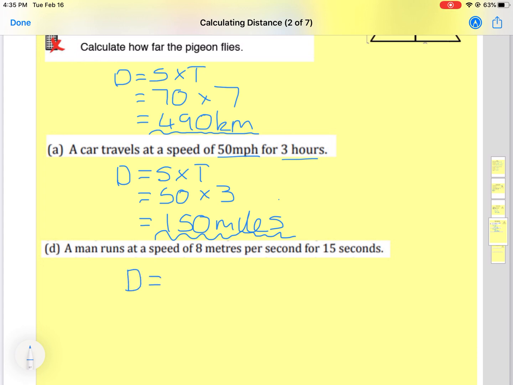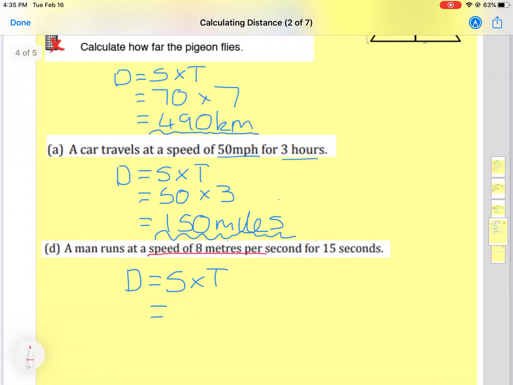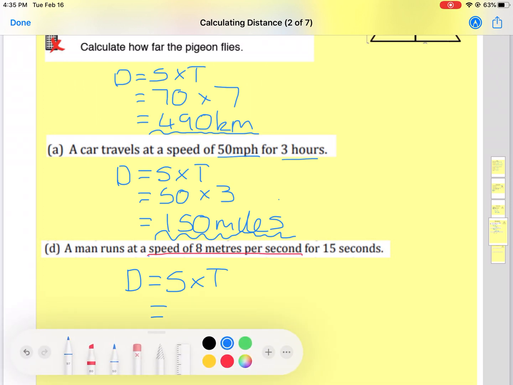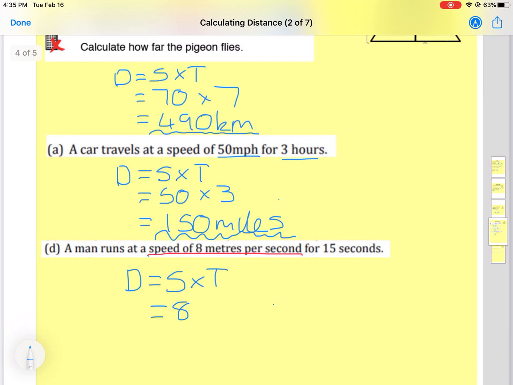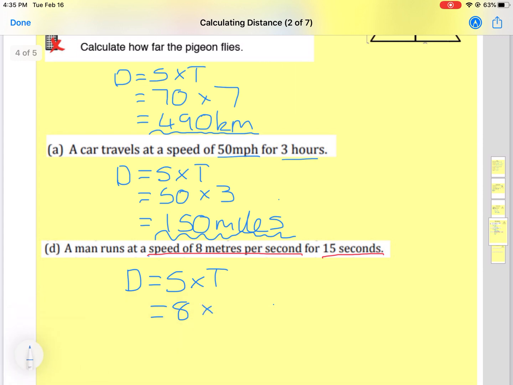The last one on this page, distance is speed times time. That's all we're calculating today. Speed, we are told here, is 8 metres per second. So we take the number of 8. We are travelling at that speed for 15 seconds. So times that by the 15.